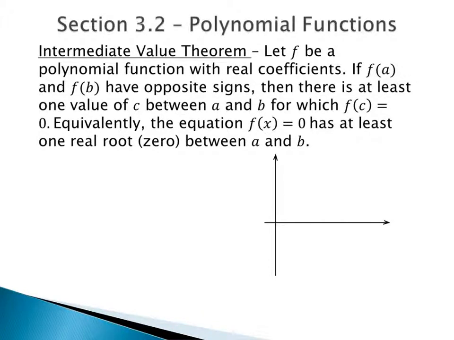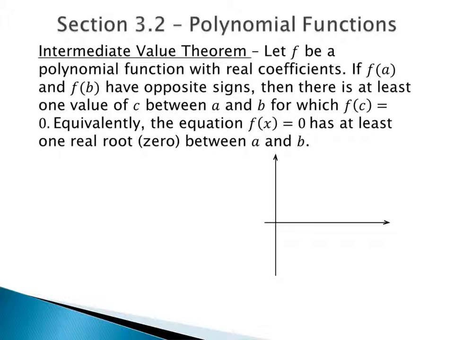In this lesson, we're just going to talk briefly about the intermediate value theorem and the multiplicity of zeros. So the intermediate value theorem says that if we let f be a polynomial with real coefficients, if f of a and f of b have opposite signs, then there is at least one value of c between a and b for which f of c equals 0, or equivalently, the equation f of x equals 0 has at least one real root or real 0 between a and b.